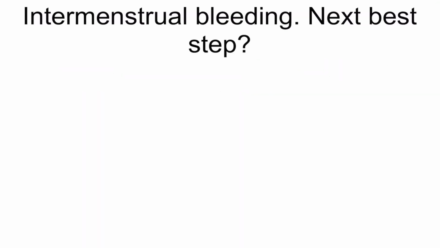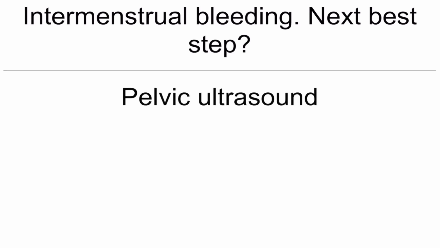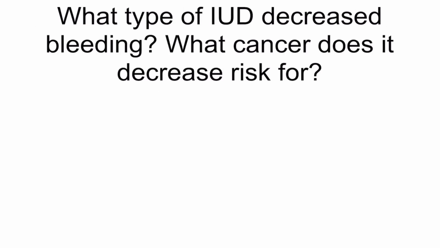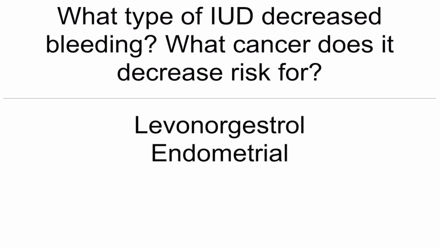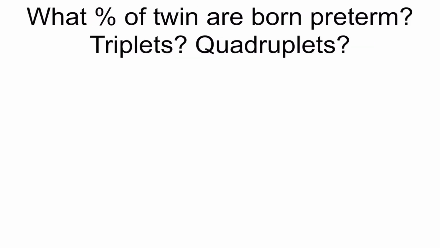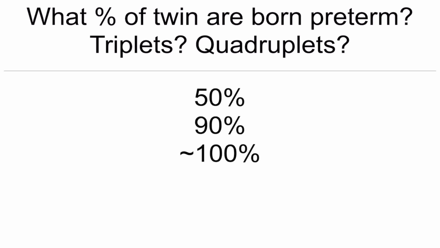Intermenstrual bleeding. What's the next best step in management? Pelvic ultrasound. What type of IUD decreases bleeding? What cancer does it decrease risk for? Levonorgestrel, and it decreases risk for endometrial cancer. What percent of twins are born preterm, and triplets, and quadruplets? 50% of twins, 90% of triplets, and 100% of quadruplets are born preterm.